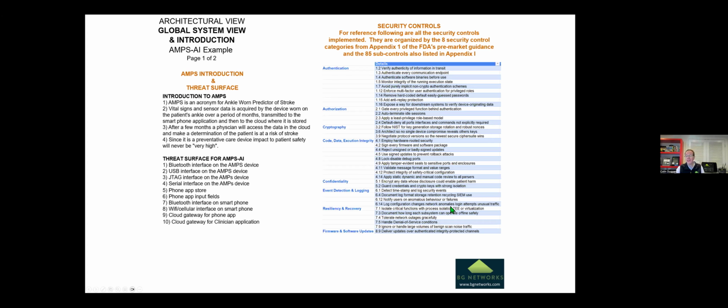We list all of the security controls here that we actually are going to have in the device. And they're organized by the 8 security categories in Appendix 1 of the guidance. And I think that the FDA reviewer has it in their mind that they're looking to see if all these categories have some level of security controls associated with them.